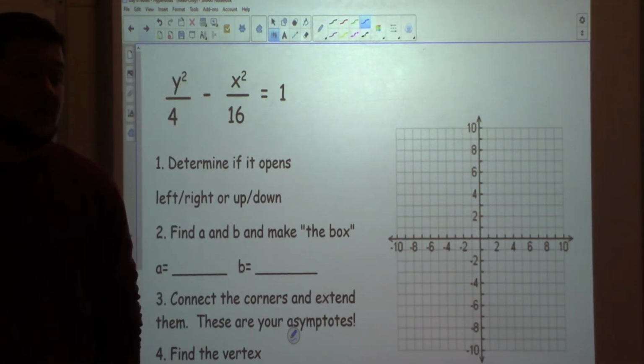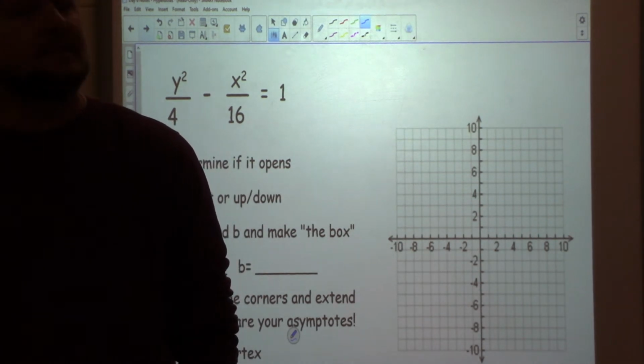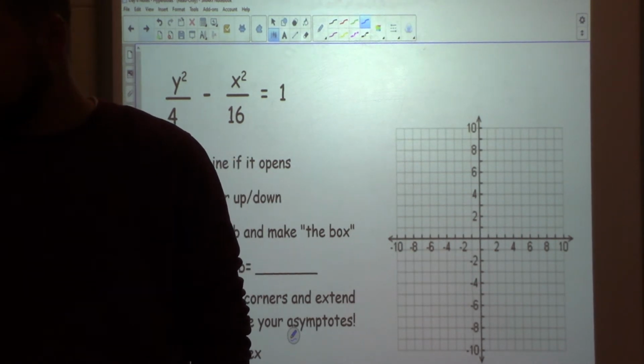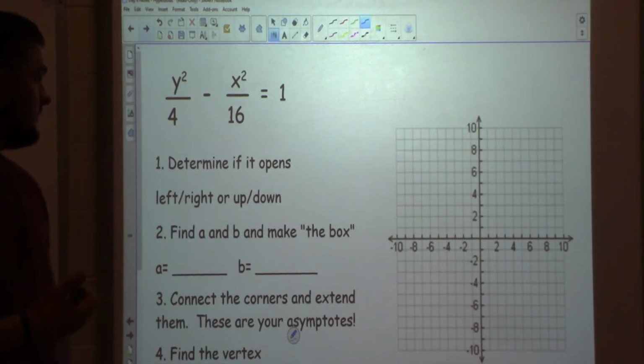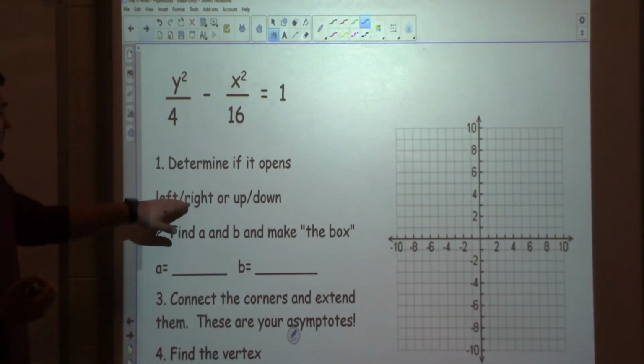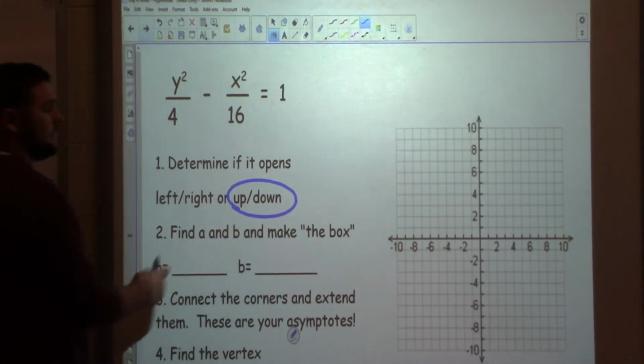First of all, before I start graphing it, how do I know it's going to be a hyperbola? It's got subtraction, right? The denominators are different, it's equal to 1. Well, I need to know, is it going to open left and right or up and down? Which term comes first, x squared or y squared? Y. Which way do I move on a y-axis? Up and down. So it's going to open up and down.